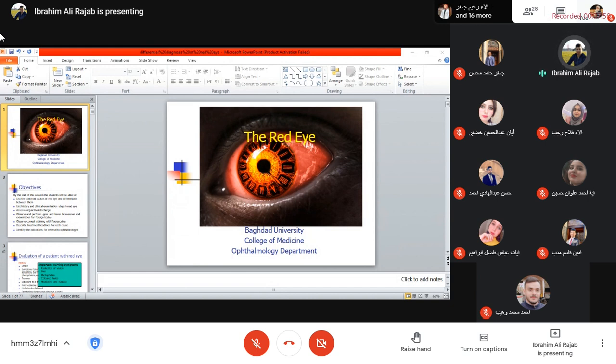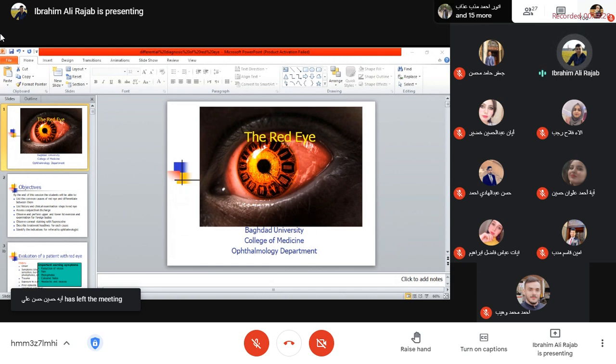Another red flag sign that we should keep in mind is the ciliary flush. Why ciliary flush? Because ciliary flush may indicate uveitis or glaucoma, angle closure glaucoma, or corneal insult.